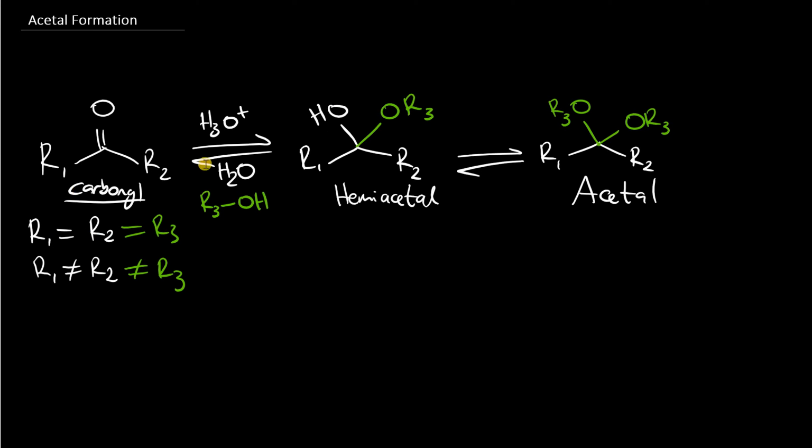This is the general overview of the reaction. We're going from an sp2 system to an sp3 system, but we do have a hemiacetal intermediate where we have one ether portion and one OH portion.